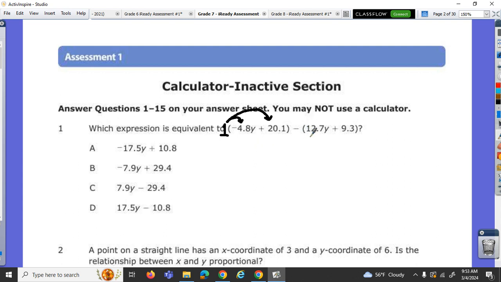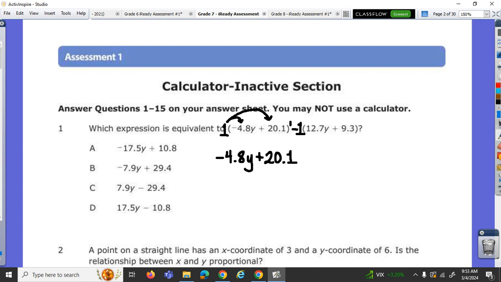It's a little different for this part. We've still got a 1 here, but this time we've got a negative 1. So let's clean up this expression a little bit. 1 times negative 4.8y is, of course, negative 4.8y. Same thing with 1 times positive 20.1. But be careful here.